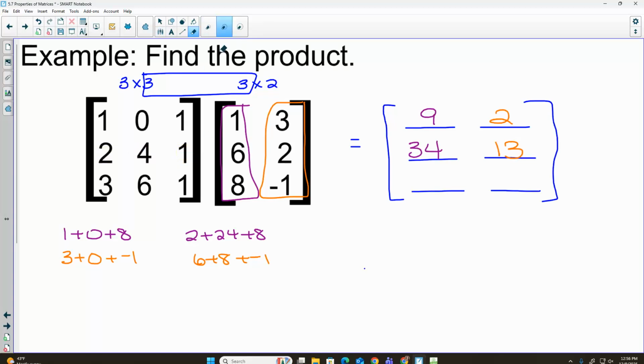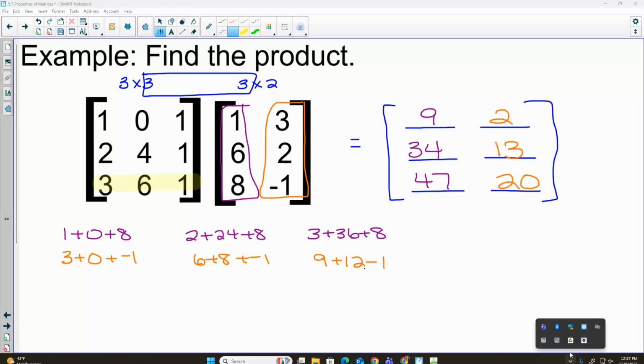Now what? Third row, first column. So we get 3 plus 36 plus 8. And third row, second column. So 9 plus 12 minus 1 is 20. Any questions for me?